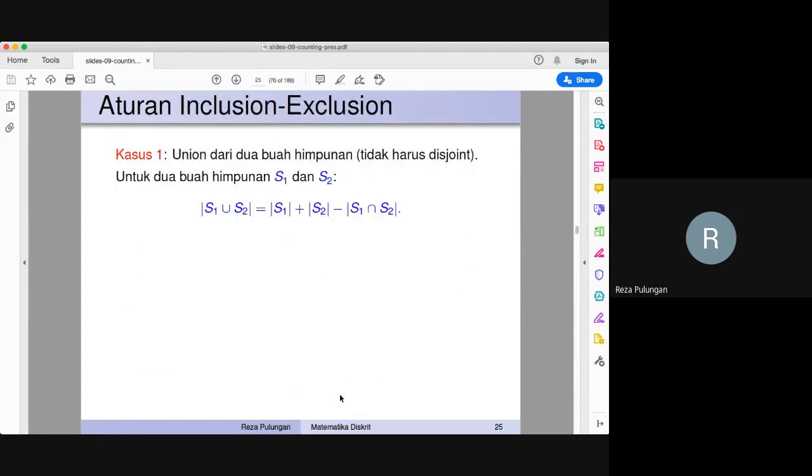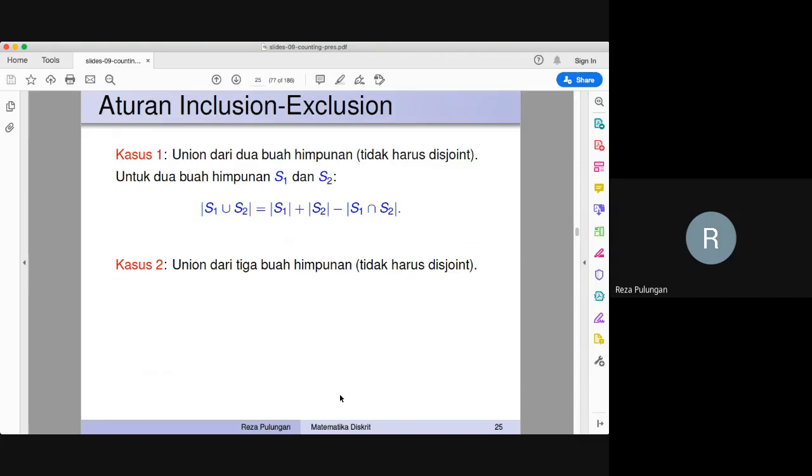Okay, now let's continue. Before we discuss this next rule, called inclusion exclusion, I will remind you again of how to perform a union on two sets that are not necessarily disjoint.